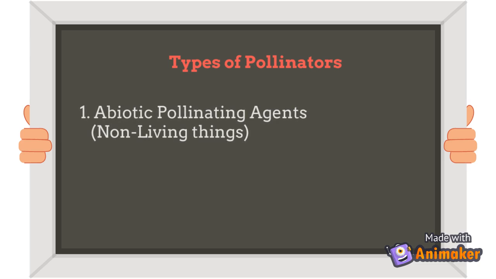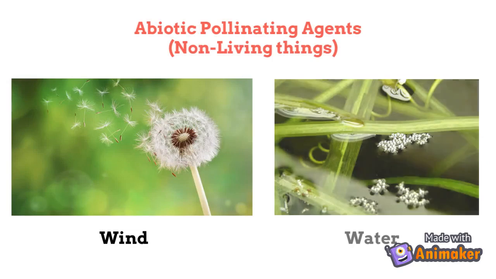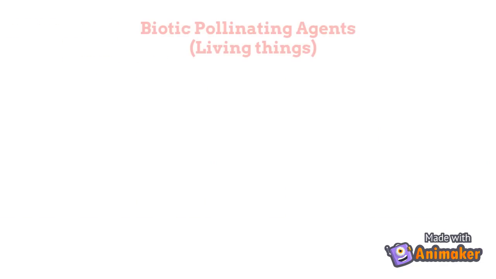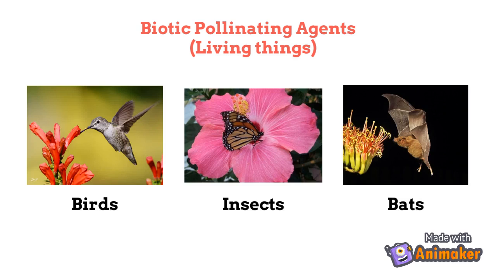There are two types of pollinators. If the pollinators are non-living things, then they are known as abiotic pollinating agents. If the pollinators are living things, then they are known as biotic pollinating agents. Wind and water are the abiotic pollinating agents. Birds, insects, and bats are the biotic pollinating agents.